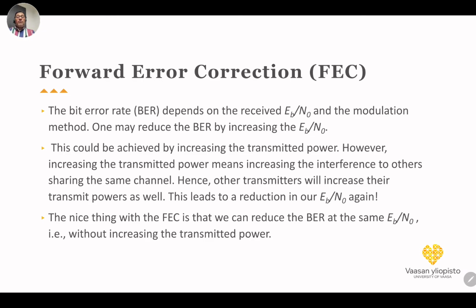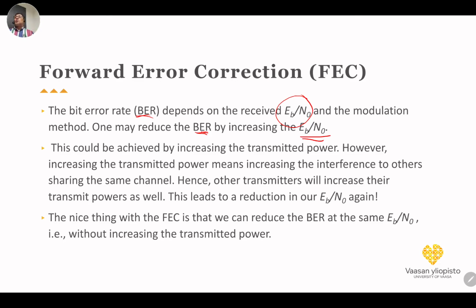Okay, so in forward error correction, the bit error rate depends on the received Eb/N0, as we said, and the modulation method. One may reduce the bit error rate by increasing Eb/N0. When you increase the signal to noise ratio, the bit error rate or the probability of error will be reduced, as we mentioned before. We also mentioned that Eb/N0 or the SNR could be increased by increasing the transmission power. However, increasing the transmission power is not always a good option.